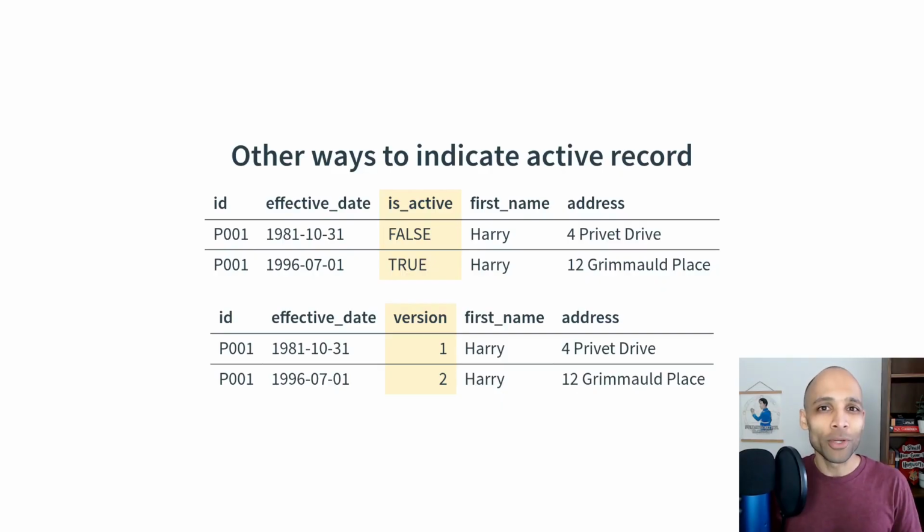The beauty of Type 2 SCDs is that each version of a record gets its own row. This gives us a full history of all the changes, which enables historical analysis. The downside is that multiple rows represent the same thing. Here, we have 2 rows that represent the same Harry. So in using Type 2 SCDs, we need to be careful to filter for the version that we want.